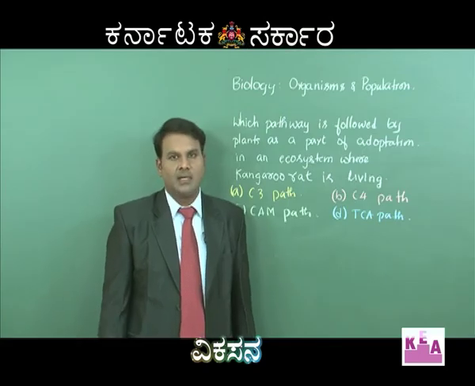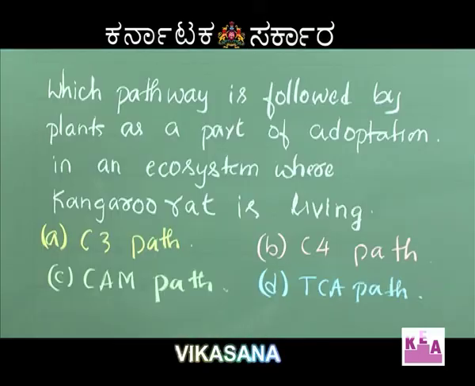Based on this, let us see one question: which pathway is followed by plants as a part of adaptation in an ecosystem where the kangaroo rat is living? There are four options. Option A, C3 pathway. Option B is C4 pathway. Option C is CAM pathway. Option D is TCA pathway.